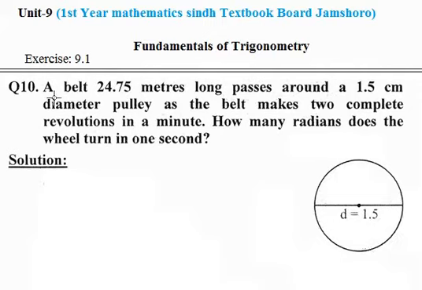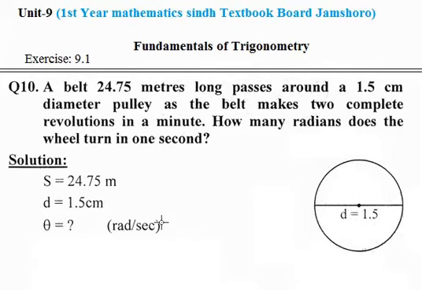Now question number 10. A belt 24.75 meters long passes around a wheel of 1.5 centimeter diameter. Here diameter and S are given. So S is equal to 24.75 meters and D, the diameter, is equal to 1.5 centimeter. The belt makes 2 complete revolutions in a minute. How many radians does the wheel turn in 1 second? So theta we have to find in radians per second.